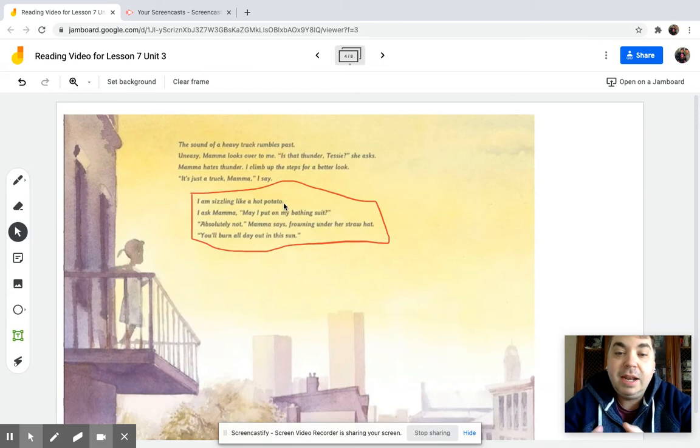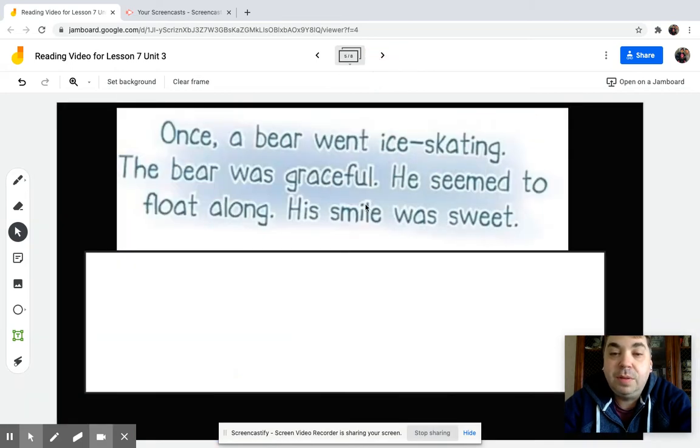So instead of the author saying it was really hot outside, she was able to use the comparison of I am sizzling like a hot potato. That's a great comparison to use instead of just saying something like I was really hot. So that's one example of a comparison. Let me show you another one.